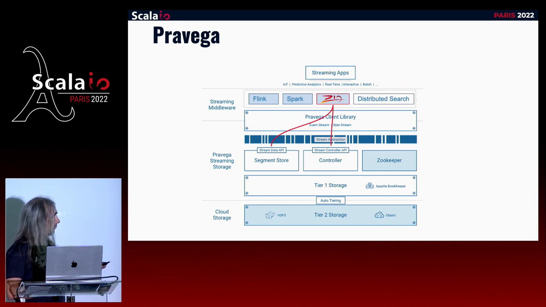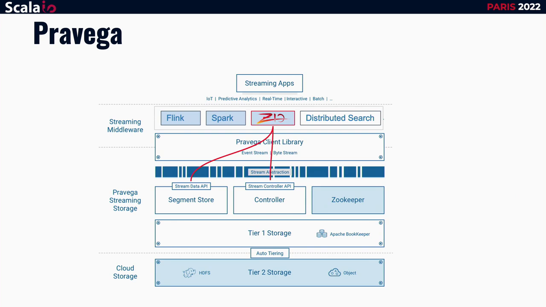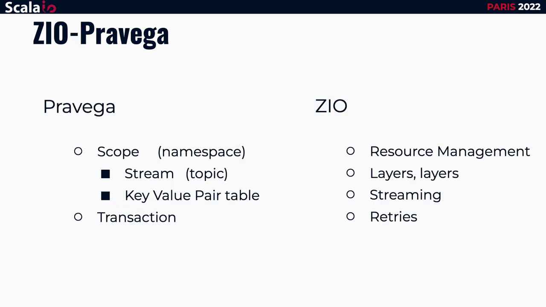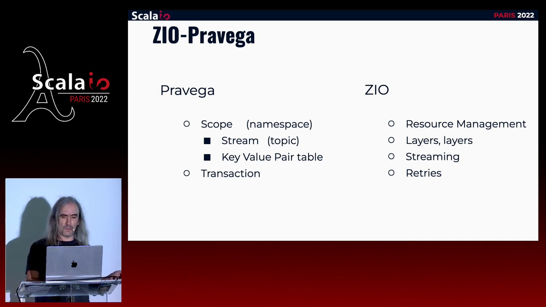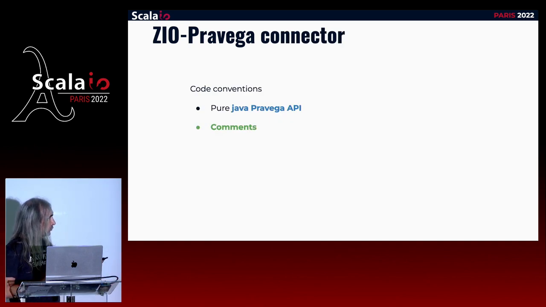ZIO Pravega will just use the Java API and wrap this API. What I will talk about is how to manage the scope, or namespace, the stream, the key-value pair and table, and the transaction, with heavy use of resource management of ZIO, layers, streaming, and retry. Of course, I will define all these points. A little point: there is also Scope in ZIO, so the scopes of Pravega are not the scopes of ZIO. Sorry, but they appeared recently, and I don't know how to name them when I try to leave the Java API in blue to avoid confusion.